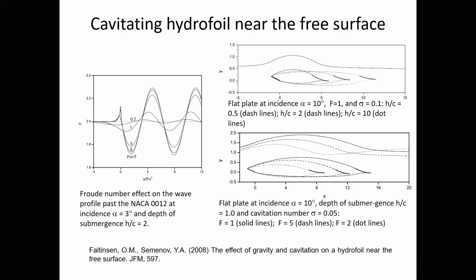Here is shown the problem of a cavitating hydrofoil beneath a free surface. On the right-hand pictures you can see different cavities past the flat plate, a cavitating flat plate. On the left-hand figure you can see how the free surface depends on the Froude number. Here, the x coordinate is normalized by the Froude number to show all results in one figure. The paper was published in the Journal of Fluid Mechanics.